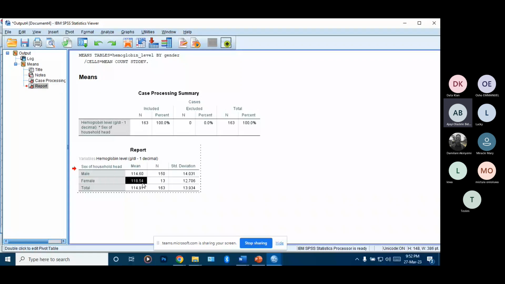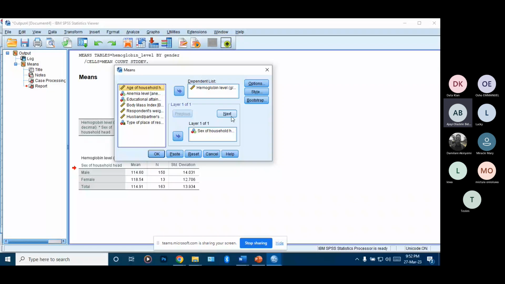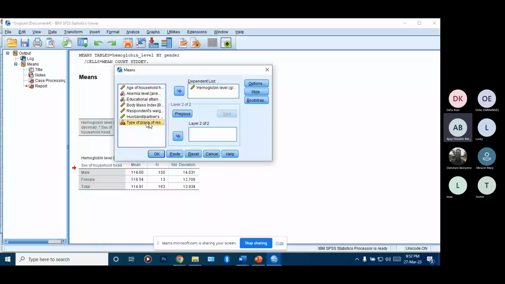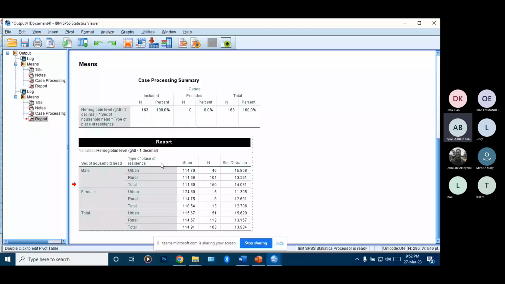Now, let's go back to analyze, compare means. Now, let's try to layer it. Let's try to add a layer. Before, we used just layer 1 of 1. Let's add a layer, and let's use place of residence as layer 2, and let's see what happens. Now, when we layer it, we are having this.